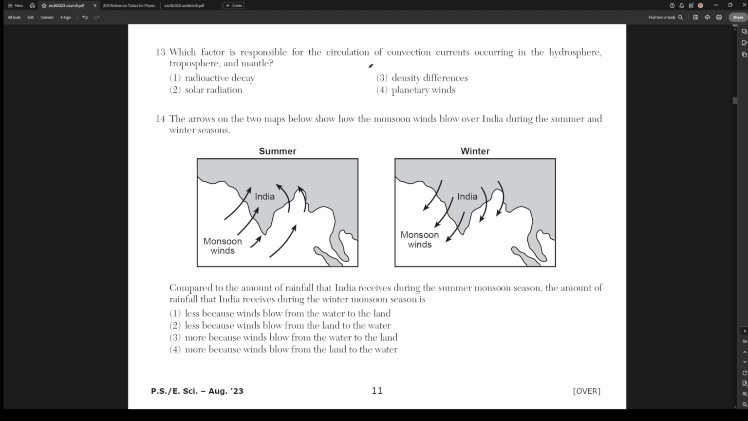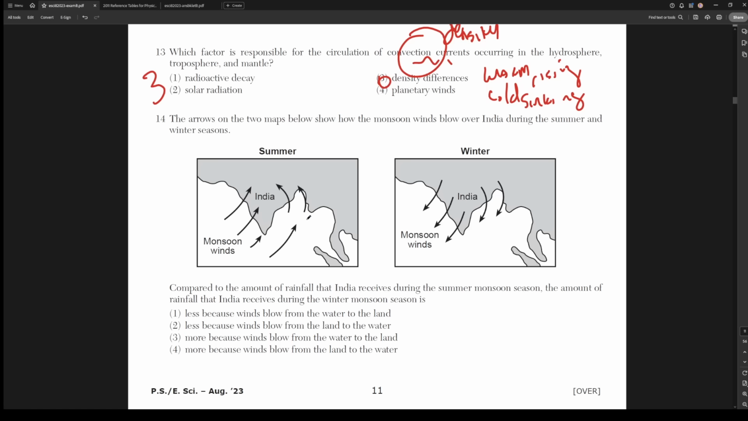13. Which factor is responsible for the circulation of convection currents occurring in the hydrosphere, troposphere, and mantle? Convection currents are due to density difference. That means warm things are rising and cold things are sinking. So it's going to be 3.